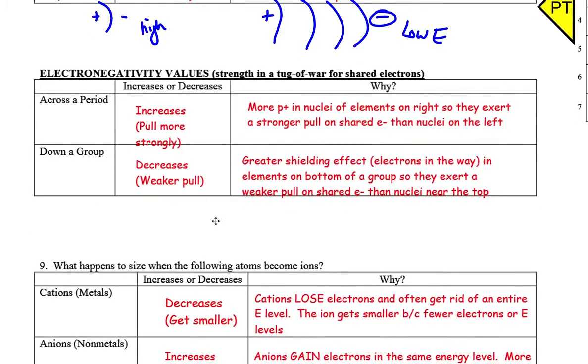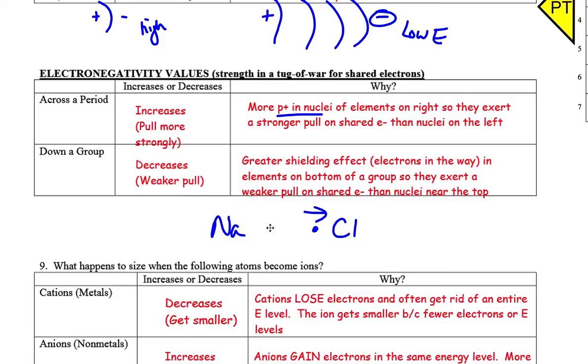So if I've got the elements sodium and chlorine here, chlorine is extremely strong. It's on the right side of the periodic table, so it's got more protons and a stronger pull. It's able to pull on electrons.